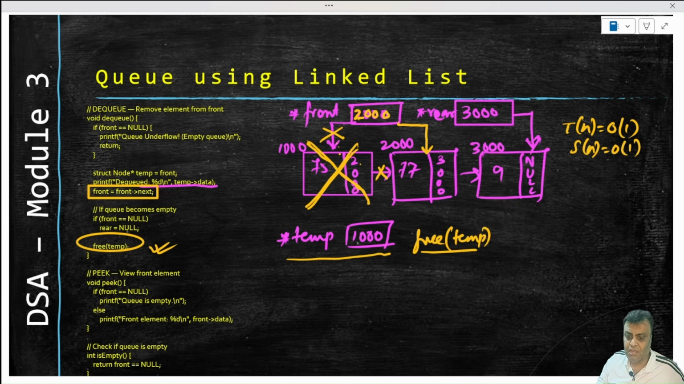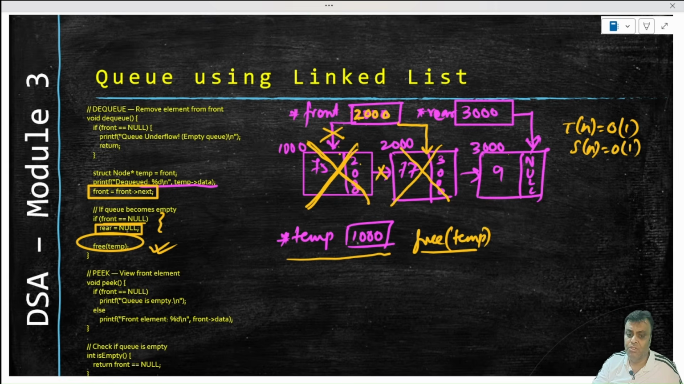Peek, and again it's going to be very simple. You are supposed to peek, and by the way, if you keep deleting through front arrow next, then when you are deleting this 3000 element, the next is null. So therefore your front will become null. Then if front becomes null, make rear also null. That's the additional condition that you will have to put, right?